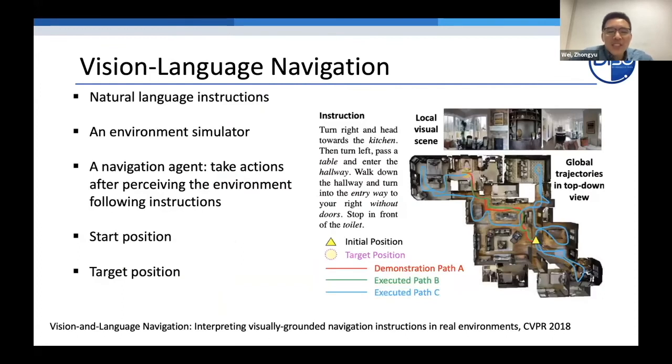The most popular task in the cross-vision and language field nowadays is vision-language navigation. You can give an instruction to an agent and let the agent do what you tell it to do. For example, you tell the agent to get something in another room: turn right and head towards the kitchen, then turn left past the table and enter the hallway. When the agent receives your instruction, can it find the correct position?